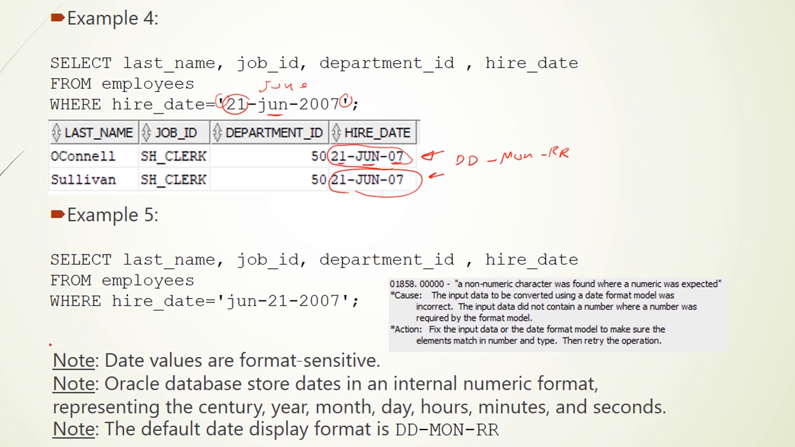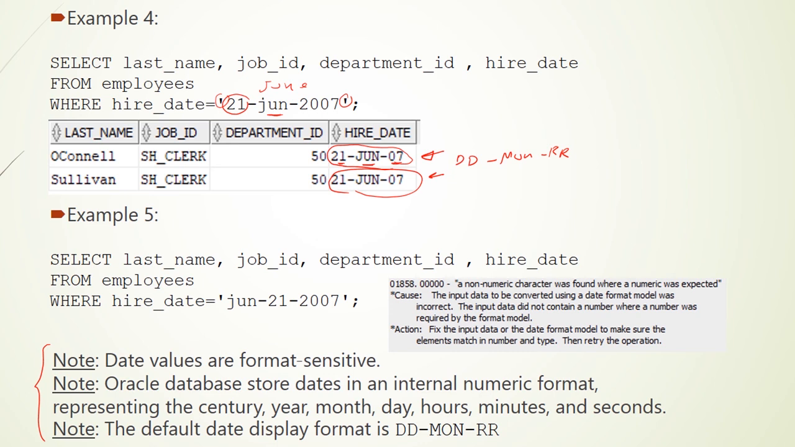So you have to keep in mind these 3 notes. Date values are format sensitive. That means if you are searching for a date, you have to follow a specific format. You have to put the day, then the month, 3 characters abbreviation or full month, and then 2 digits representing the year, or you can put the full year. The third note here, the default date display format is DD-MON-RR. As we can see here, the default display format for the date is day, 2 digits, month, 3 characters abbreviation, and 2 digits representing the year, which is in this case 07.